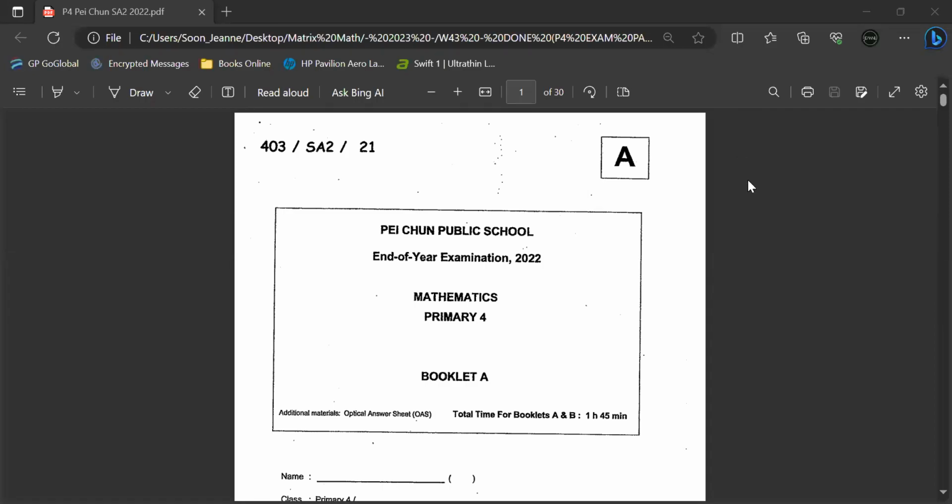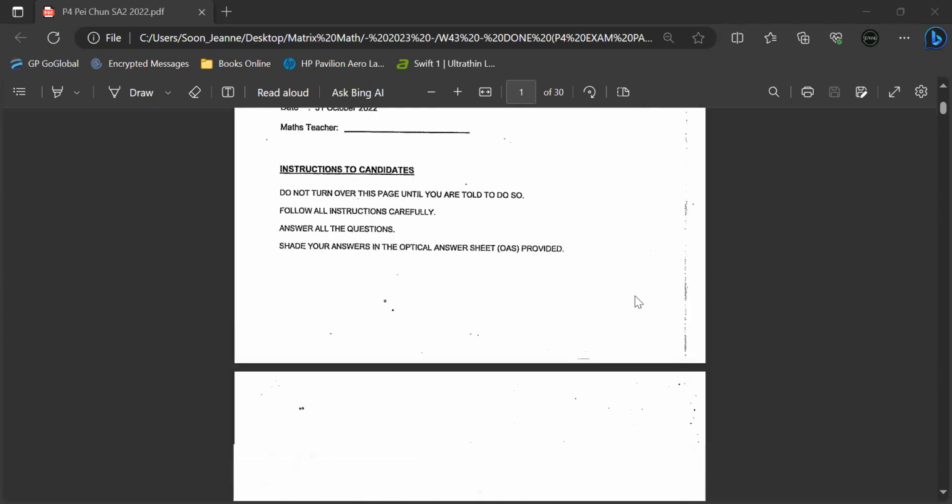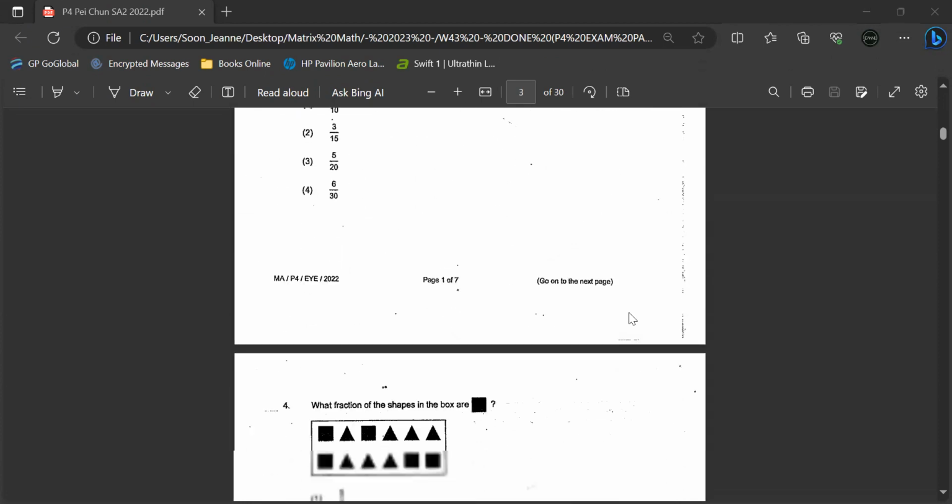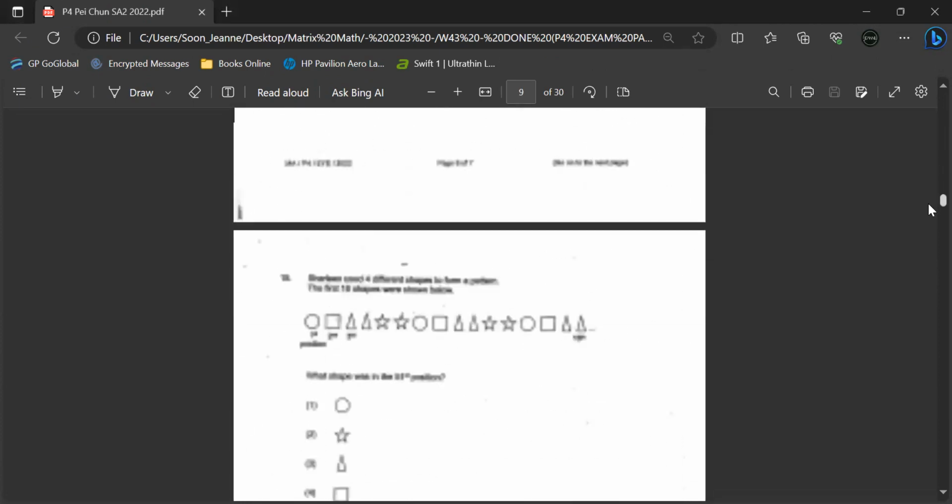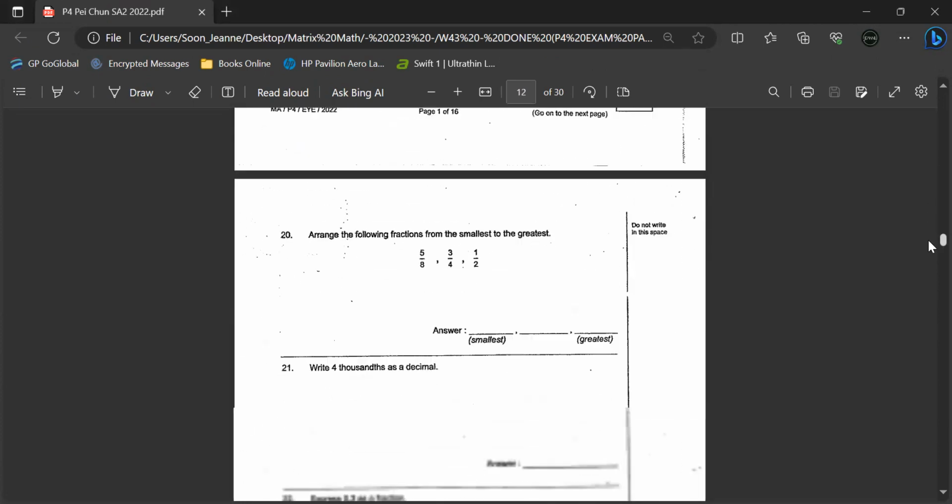P4 week 43 exam paper review. So this is from the Pei Chun Public School SA2 2022. I'm going to skip to some questions as usual. I'm just going to go straight to section B, question 26. Just going to focus on things that we have done recently.